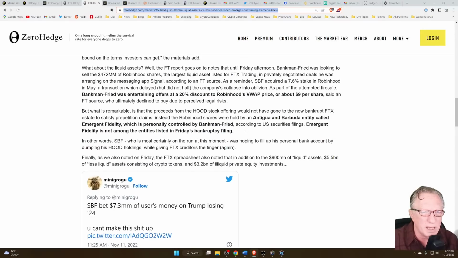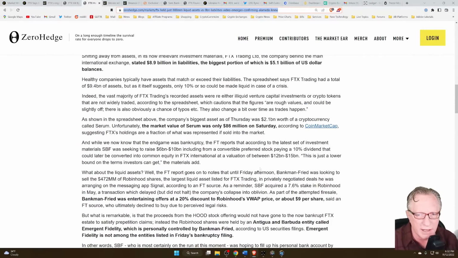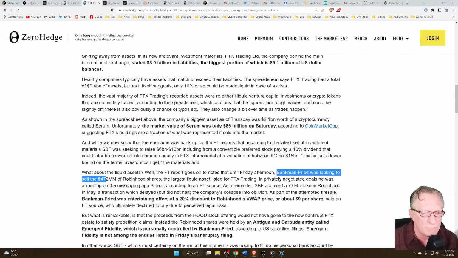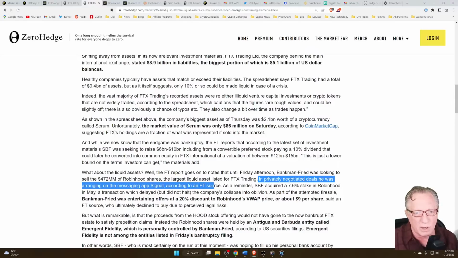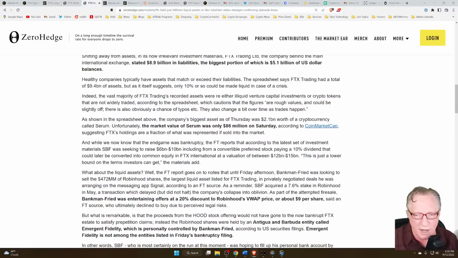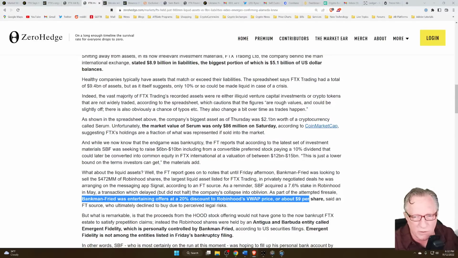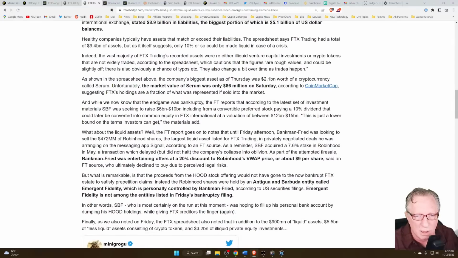Here it is. Bankman-Fried was looking to sell 472 million of Robinhood shares, the largest liquid asset for FTX trading, in privately negotiated deals he was arranging on the messaging app Signal, according to a Financial Times source. As a reminder, SBF acquired a 7.6% stake in Robinhood, so we could see Robinhood dropping next week when trading begins again. As part of the attempted fire sale, Bankman-Fried was entering offers at a 20% discount of Robinhood's price, or about $9 a share. What's remarkable was that the proceeds would not have gone to the Hood stock offering, would have gone to the now bankrupt FTX estate.